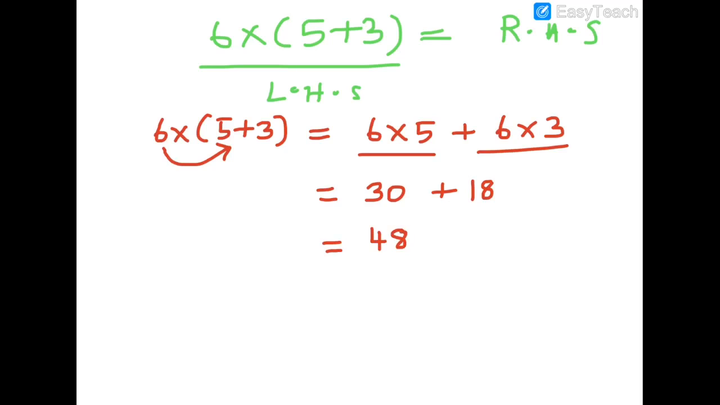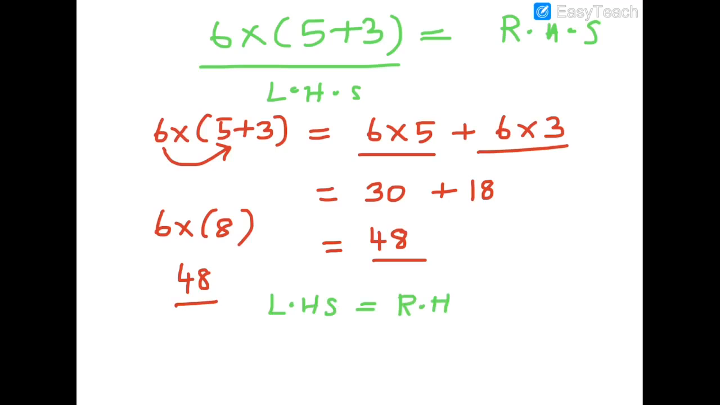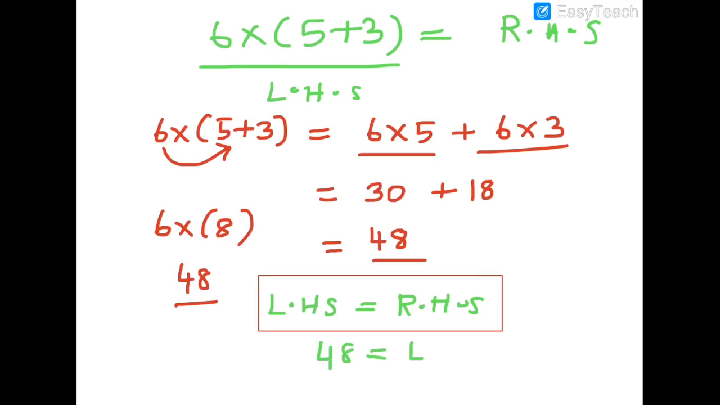So this is left hand side, no? 5 plus 3, what is the value? 8. So 6 into 8, what is the value? 48. So here also 48, here also 48. That means left hand side and right hand side should be equal, students. Here also 48 and here also 48.